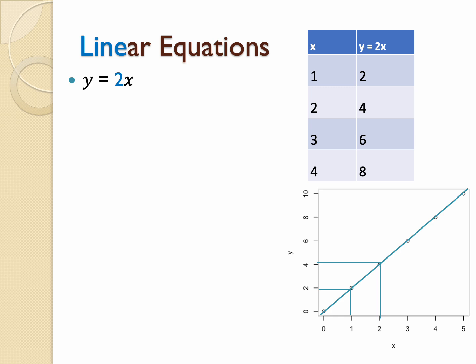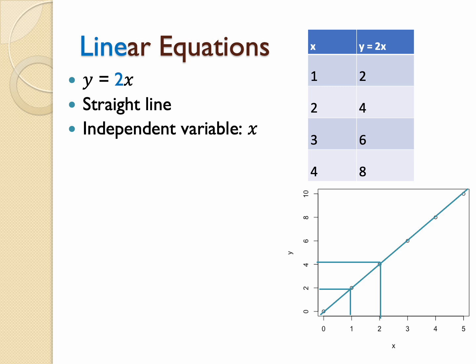Now, note when choosing x-y pairs, we chose the values of x ourselves and picked any values we liked, freely or independently. Therefore, we call x an independent variable because its values didn't depend on anything else. In contrast, we didn't choose the values of y ourselves. They were computed from the equation y equals 2 times x, and they depended upon the values chosen for x. Therefore, y is a dependent variable.